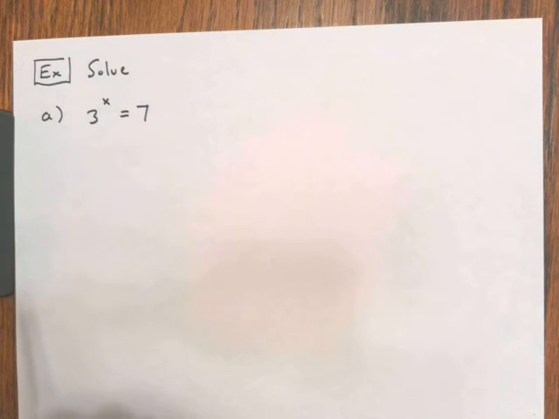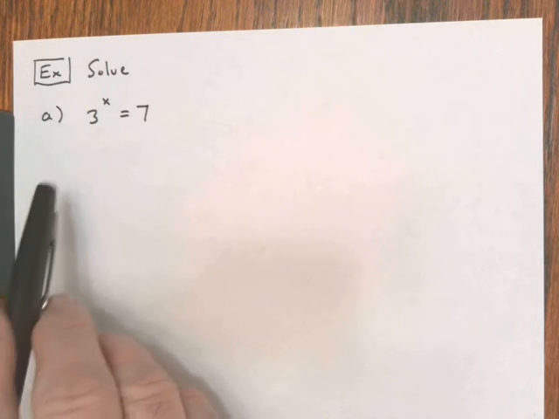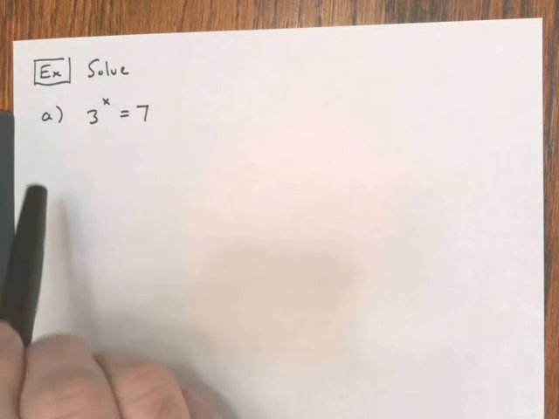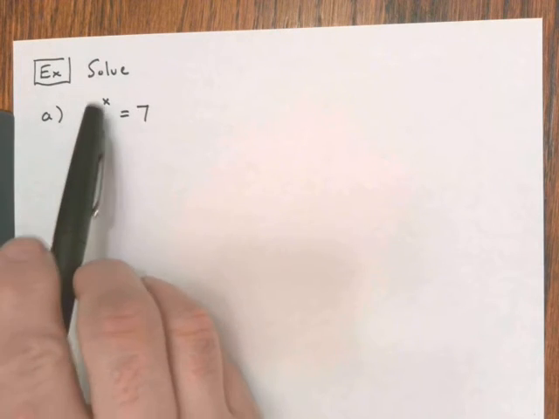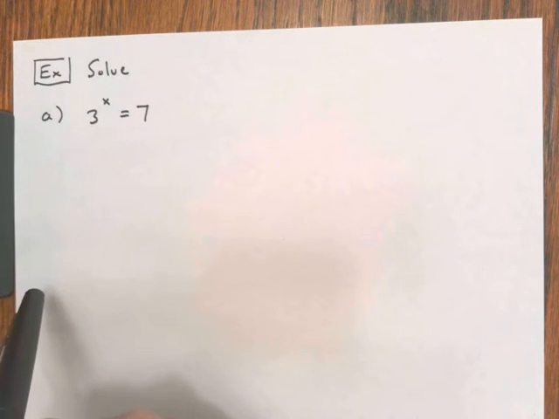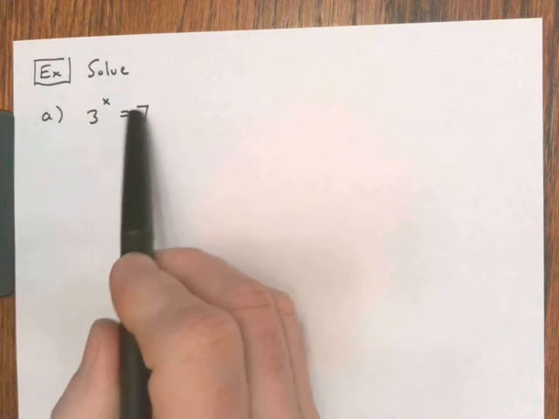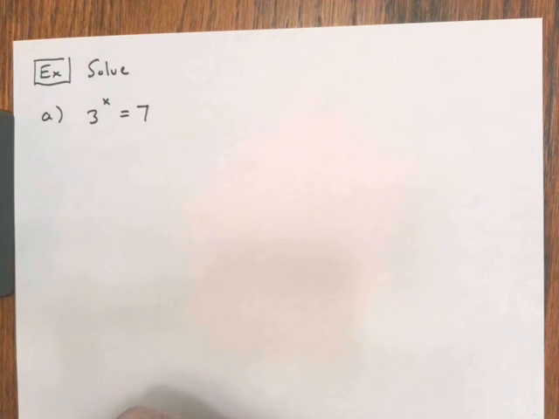Well, if you start plugging in some numbers and do trial and error, 3 to the first power is 3, and that's too small. We want it to equal 7. 3 to the second power, that's 9. That's too big. So looking at this and inspecting it, I can see that our answer is going to need to be something between 1 and 2. So how do we figure out what that is?